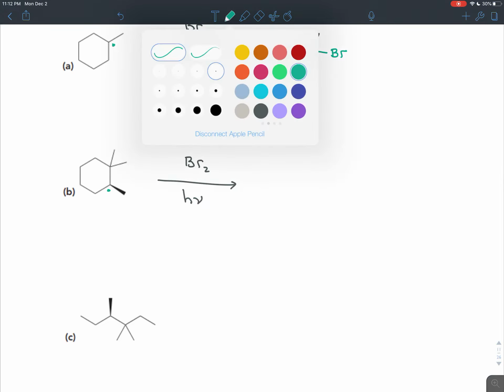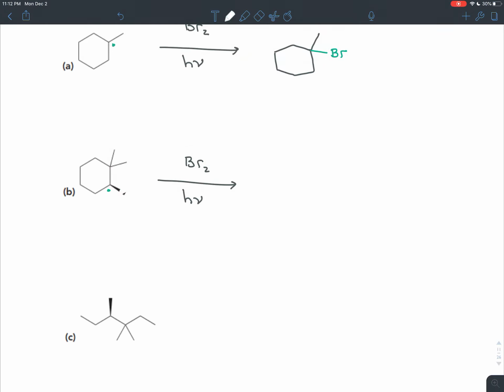So when you have the radical, to draw it technically more correctly, I would take this and draw that as a normal bond that's in the plane. Those radicals are trigonal planar. So when the second bromine radical attacks that, sometimes it will attack from the top and so it would be coming out at us. And by attacking at the top, it will push this methyl group away from us.